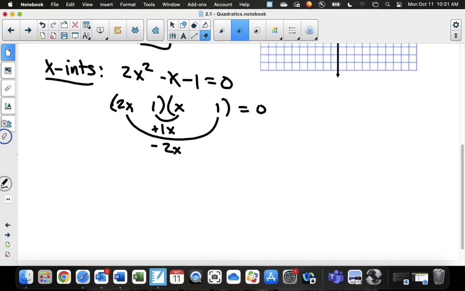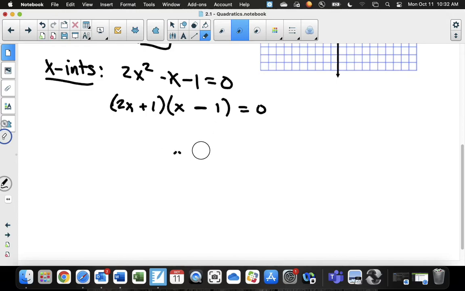Okay? Which means, in order for the 2 to be negative, a minus sign has to go there. And in order for the 1x to be positive, the plus sign's got to go there. Okay? So anytime the a value is bigger than 1, you've got to go through and check, like we just did, the inside and the outside to see if you can get the middle term. All right, so it's factored.